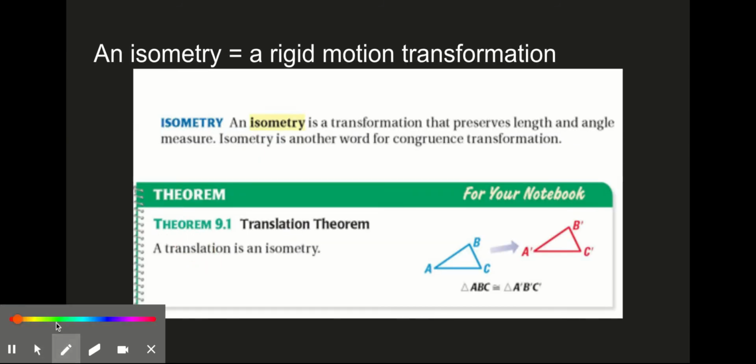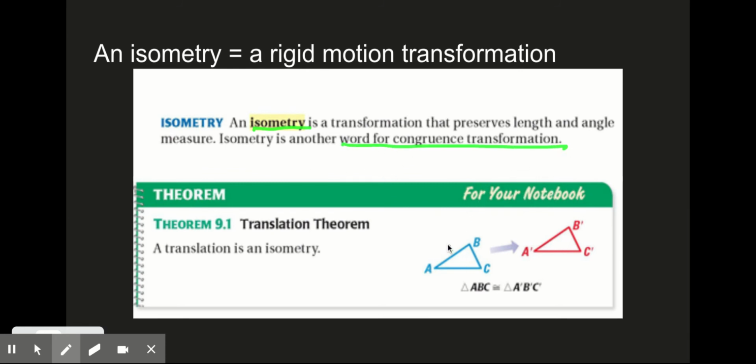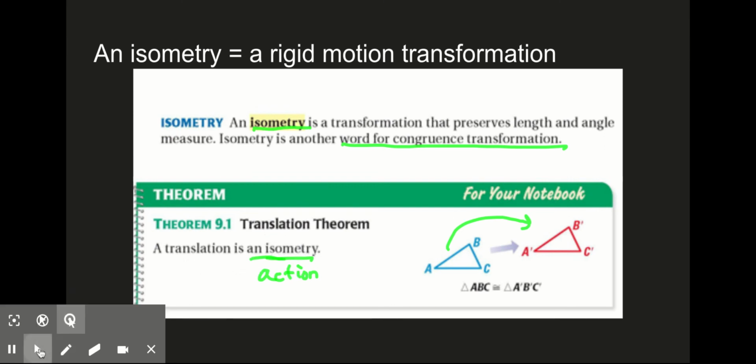We're learning a new vocab word today. We're not really going to use it much, if I'm being honest, but an isometry. It's a transformation that preserves length and angle measures. So an isometry is literally just replacing congruence. When you go from here to here and you say, hey, triangle ABC is congruent to triangle A prime B prime C prime, that's because we just created an isometry. So when we're creating an isometry, that's an action. An isometry is a transformation that preserves. So when we perform a translation, that translation qualifies as an isometry.